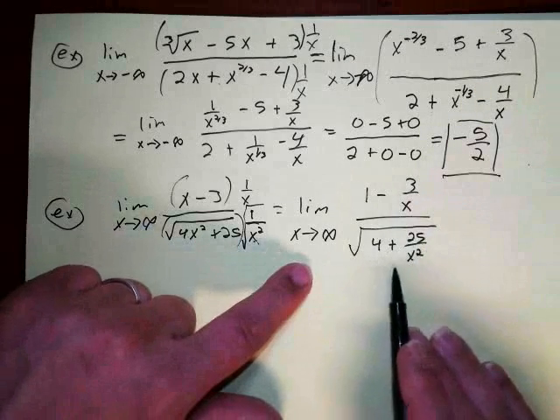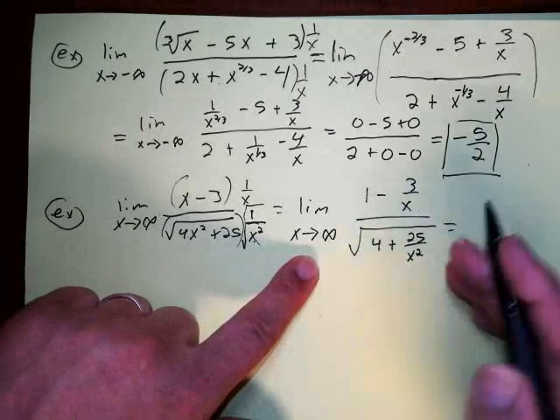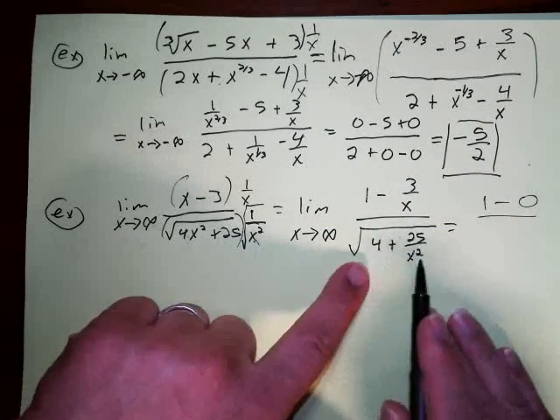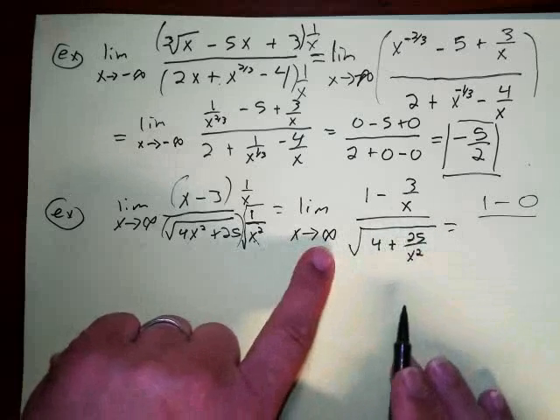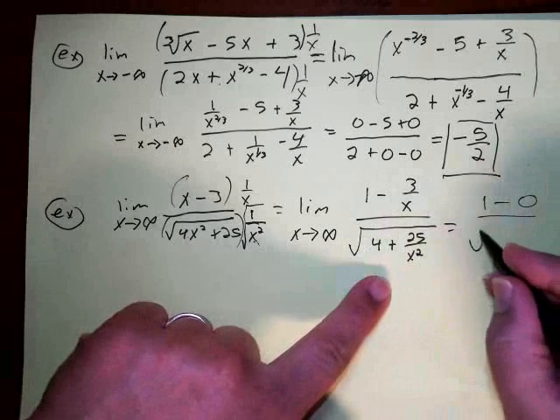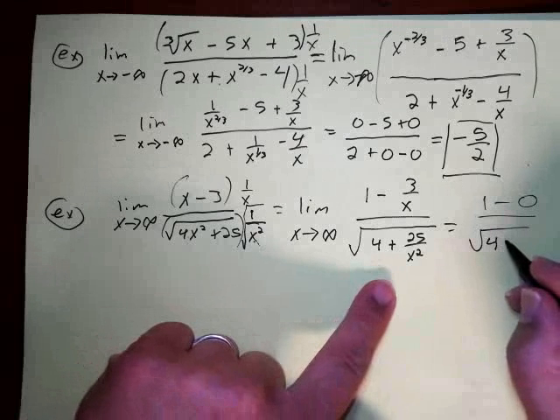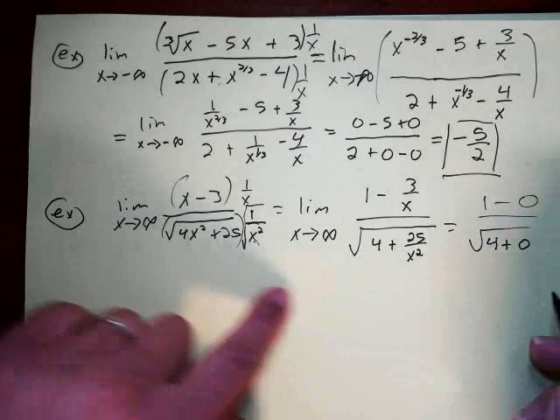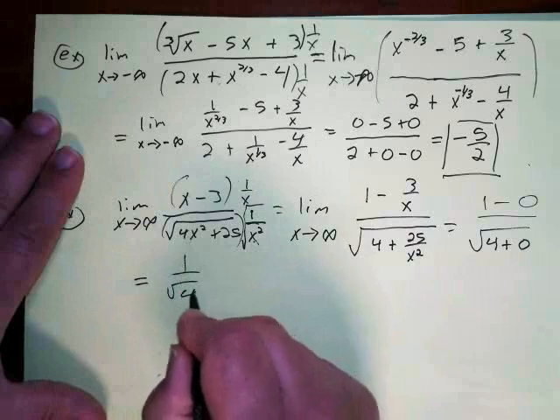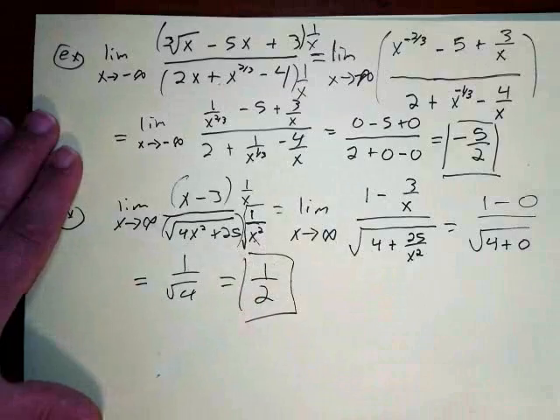Okay, now I could go to infinity. The denominator's not going to 0, right? And so if I went to infinity, this would go to 1 minus 0. And then I could do the limit inside the root as long as this is positive, and this will always be positive, and we're going to positive infinity. So this will go to 4 and that'll go to 0. So the square root of 4 plus 0. So it looks like this is equal to 1 over the square root of 4, and that would be 1/2. And so that would be the limit in that case.